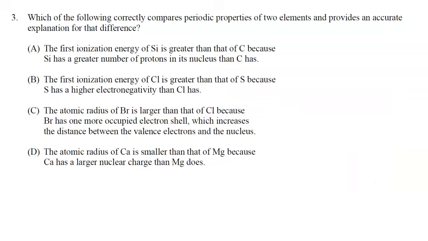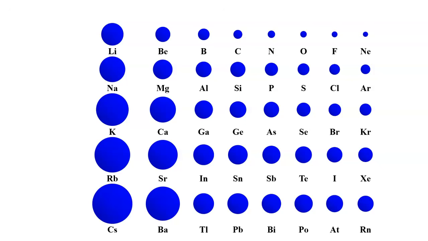Now let's take a look at question 3. It says, which of the following correctly compares periodic properties of two elements and provides an accurate explanation for that difference? In choices A and B, we're focusing on first ionization energy. Let's take a look at the periodic trends for ionization energy.